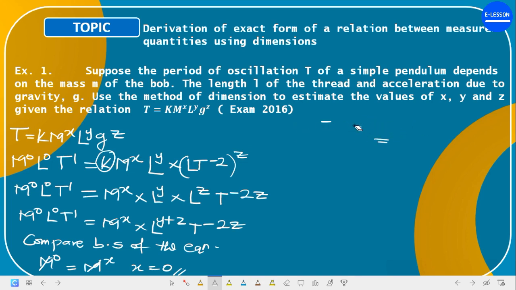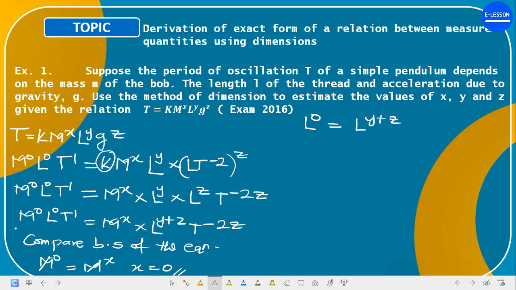Now let's equate the next dimension we have there. The next dimension we have there is what? Length. L raised to the power of 0 is equal to, now at this point of the equation, what do we have? L raised to the power of y plus z. So what we do is equate each of them. Are we getting it?